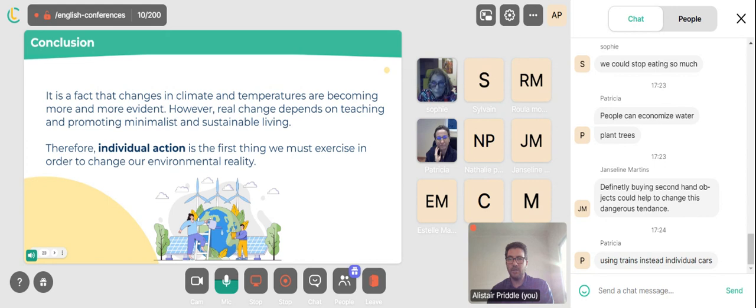So let's have a look at a conclusion for today's lesson. It is a fact that changes in climate and temperatures are becoming more and more evident. However, real change depends on teaching and promoting minimalist and sustainable living. Therefore, individual action is the first thing we must exercise in order to change our environmental reality. Okay, so this is a perfect world, perhaps. It's not always practical to follow these environmental points, but there we go.